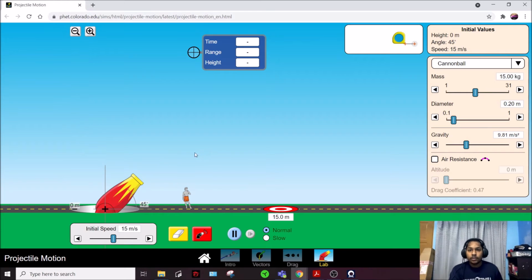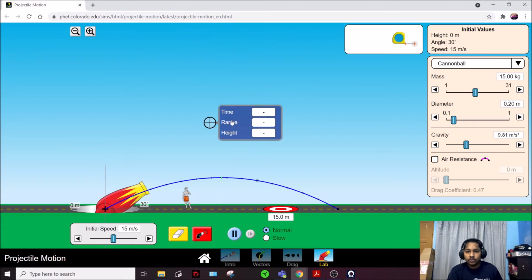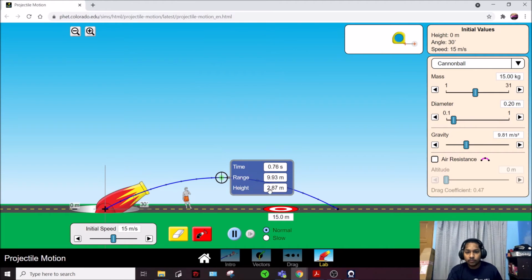The second objective of this experiment is to determine the maximum height of the projection. Firstly, we set the initial speed of the cannonball to 15 meters per second. The mass is 15 kg, the diameter is 0.2 meter, and the gravity is 9.81 meters per second squared. The first inclination angle is 30 degrees, and then we launch it, and we use this tool to determine the maximum height, which is 2.87.